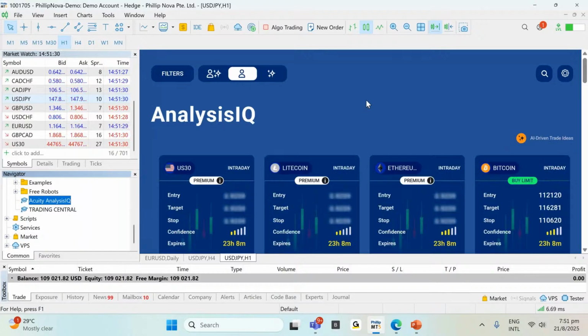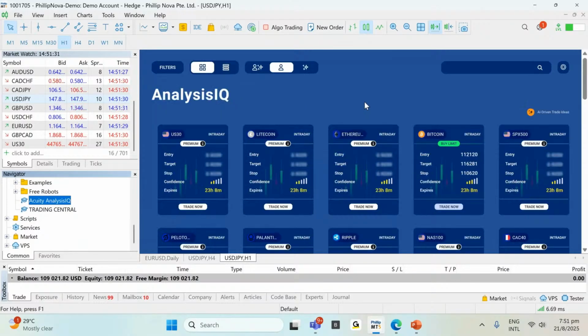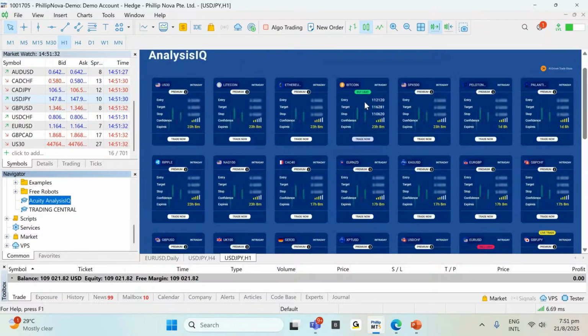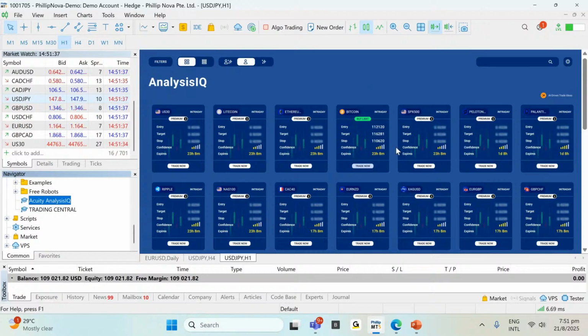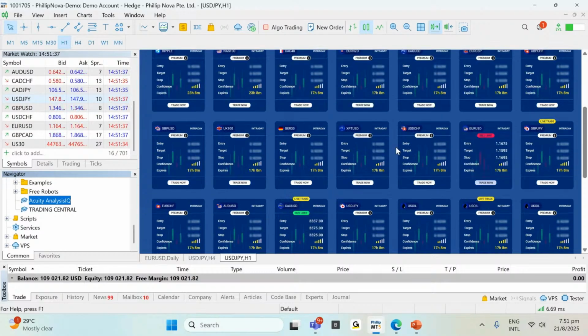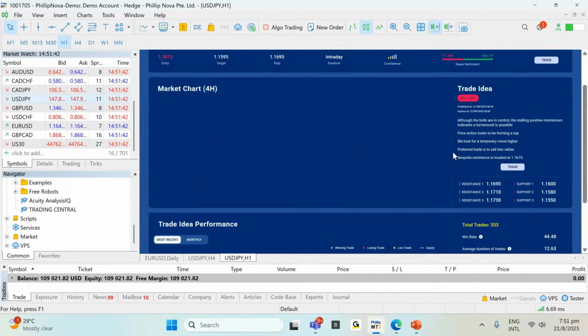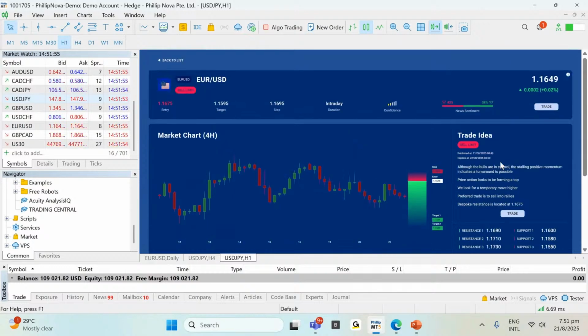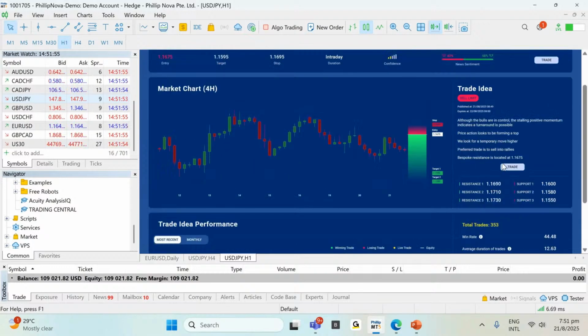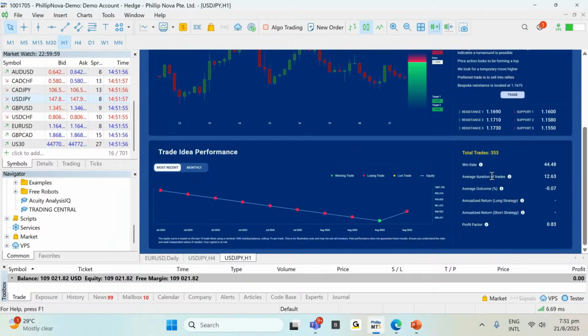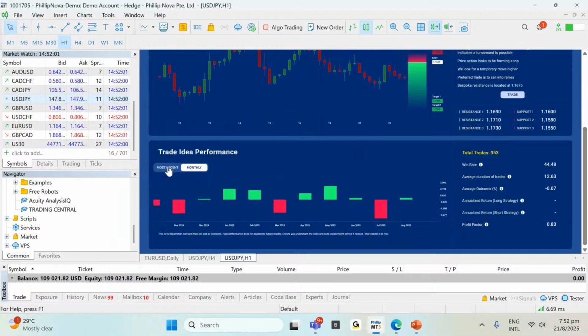Each and every one of these is actually a trade signal. It gives you the exact entry point, the exact exit point, and it also writes down the rationale or the explanation behind the strategy that they are suggesting to you. The good thing about this is that you are also able to track the historical performance of all of these trades.